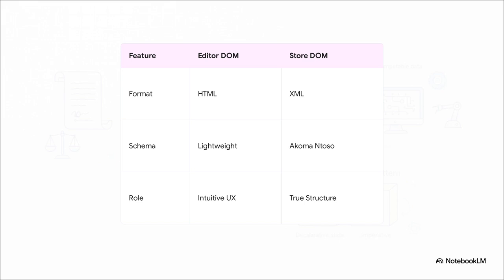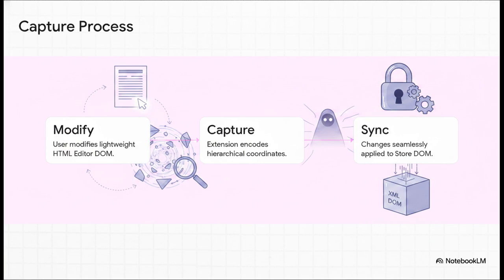First, you have the editor DOM. This is a lightweight, intuitive HTML interface that the user actually sees and modifies. Then, hiding in the background, you have the store DOM. This is the structurally rigid, schema-validated XML that holds the absolute structural truth. Let's walk through how this capture process actually plays out. It relies on an invisible middleman called the edit capture extension.